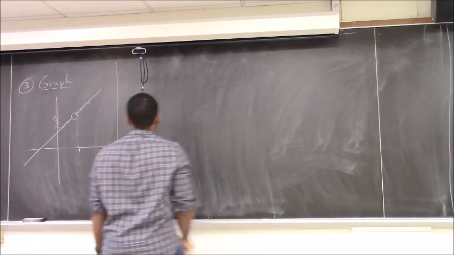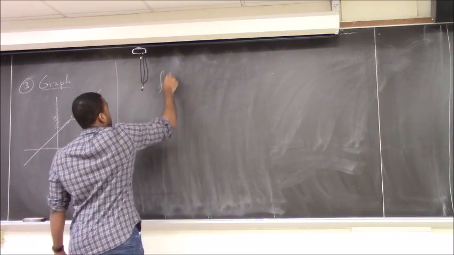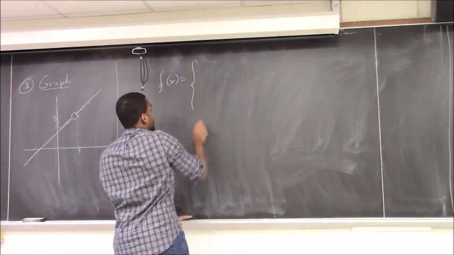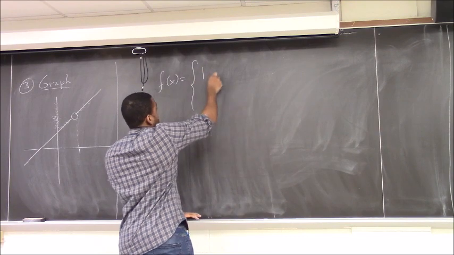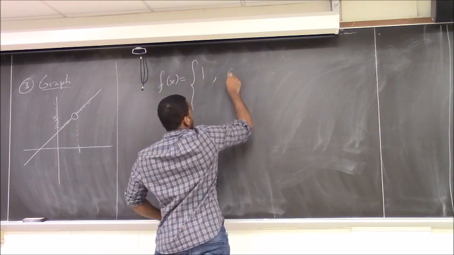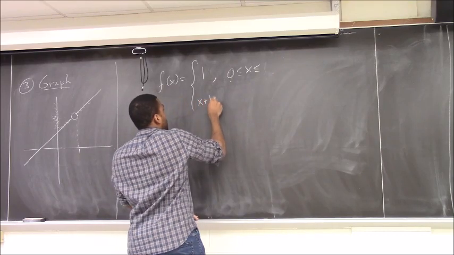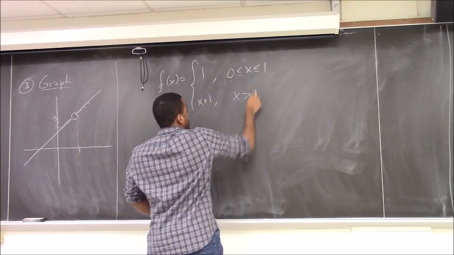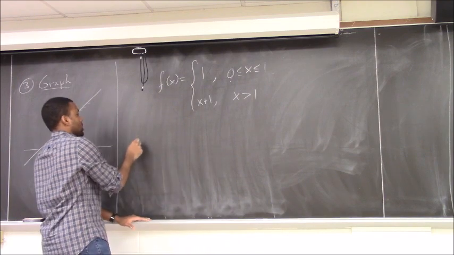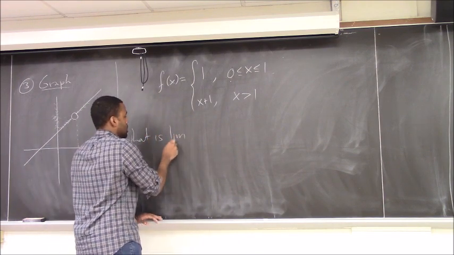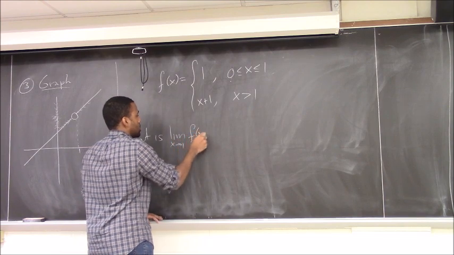Okay, let's look at another function. And let's approach 1 again. It's a function we've seen before. I did this example when we were doing piecewise functions. Let's say it was 1 when x is between 0 and 1, and it's x plus 1 when x is greater than 1. And the question is, what is the limit as x approaches 1 of the function of x?